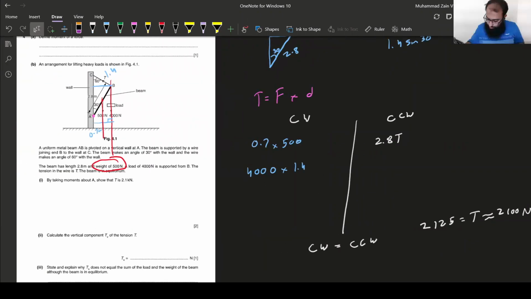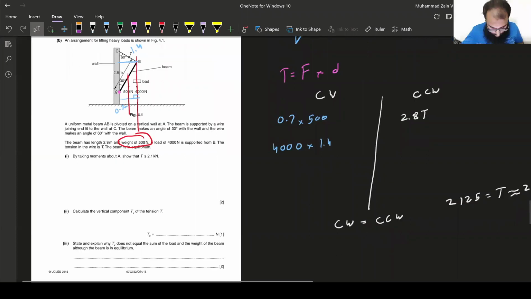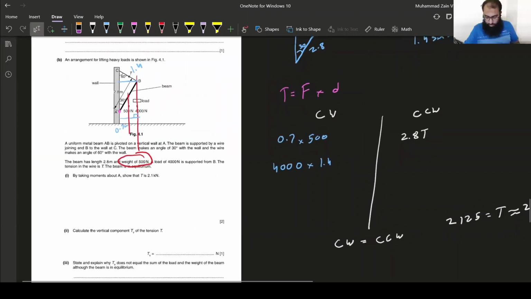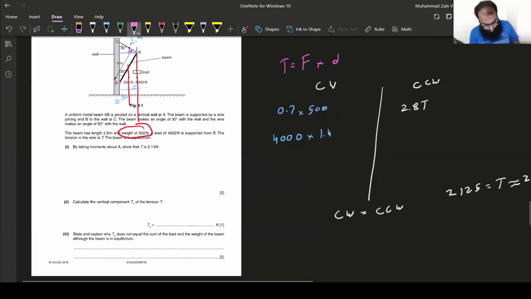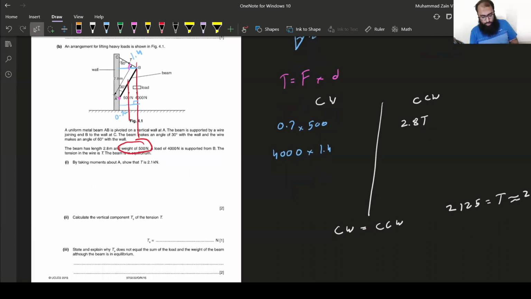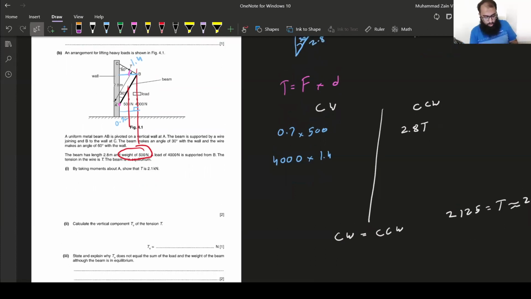Now calculate the vertical component TV of the tension. So I do know the total force T, and I also know this angle, it's 30. I could simply use this angle 30 to find the vertical component. Then: explain why TV does not equal the sum of the load and the weight of the beam, although the beam is in equilibrium.